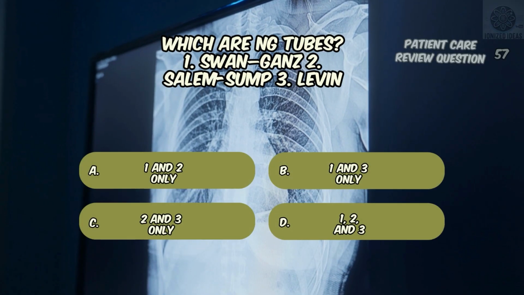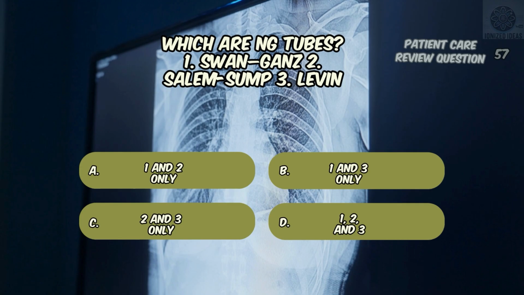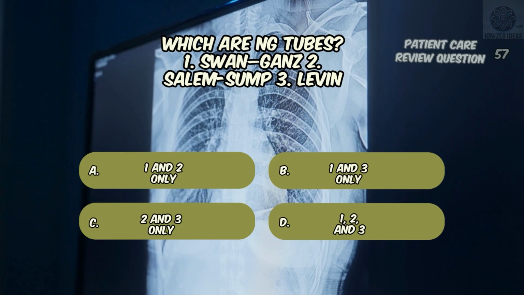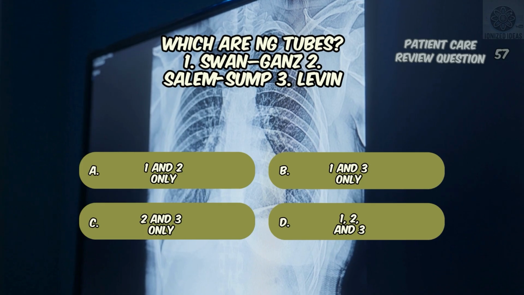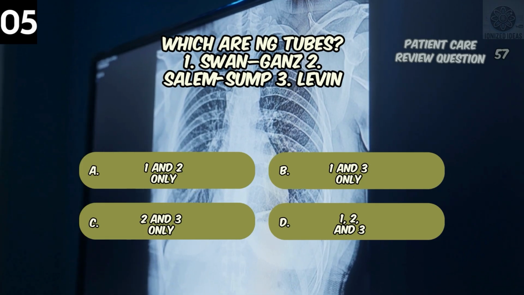Which are tubes? 1. Swan-Ganz. 2. Salem Sump. 3. Levin. A. 1 and 2 only. B. 1 and 3 only. C. 2 and 3 only. D. 1, 2, and 3.